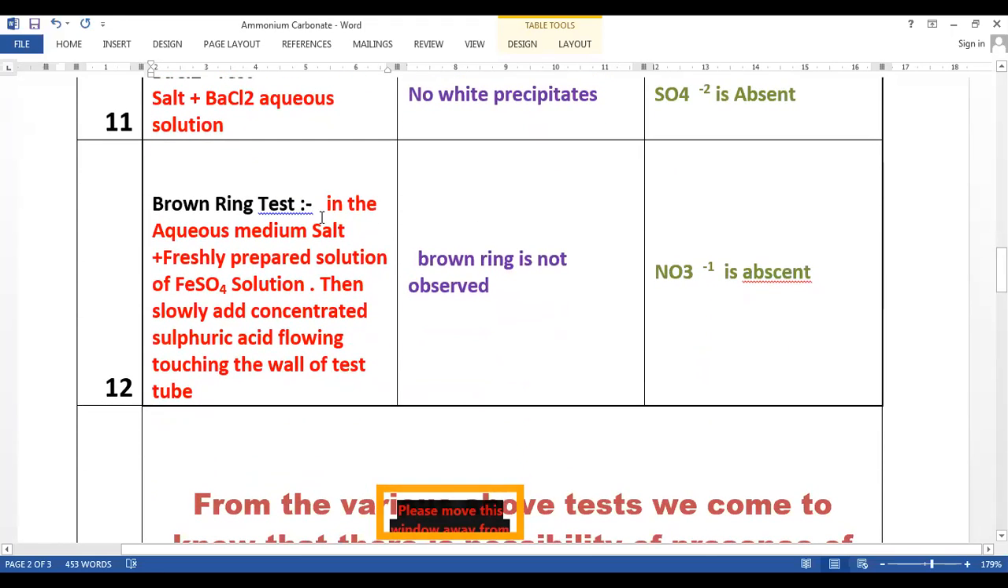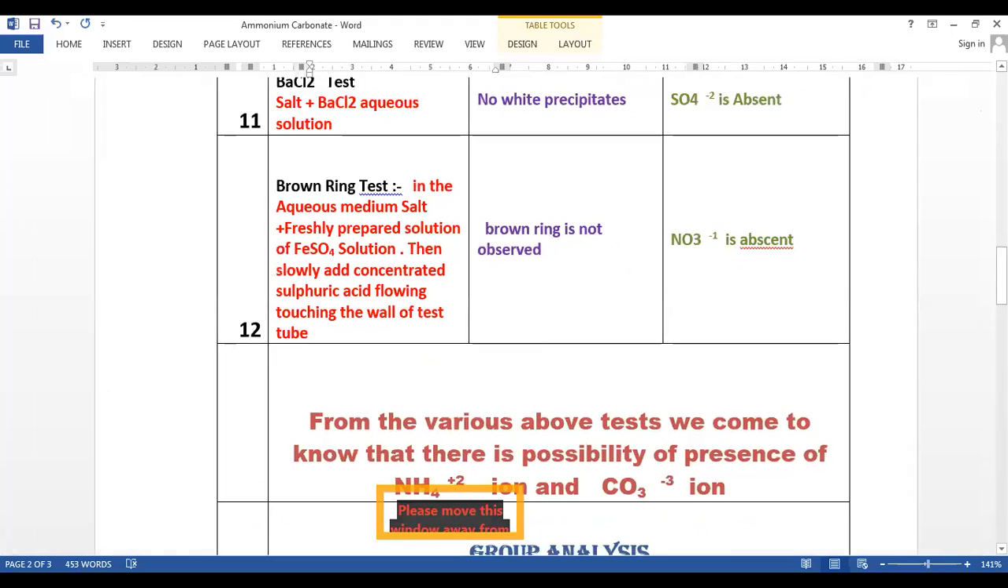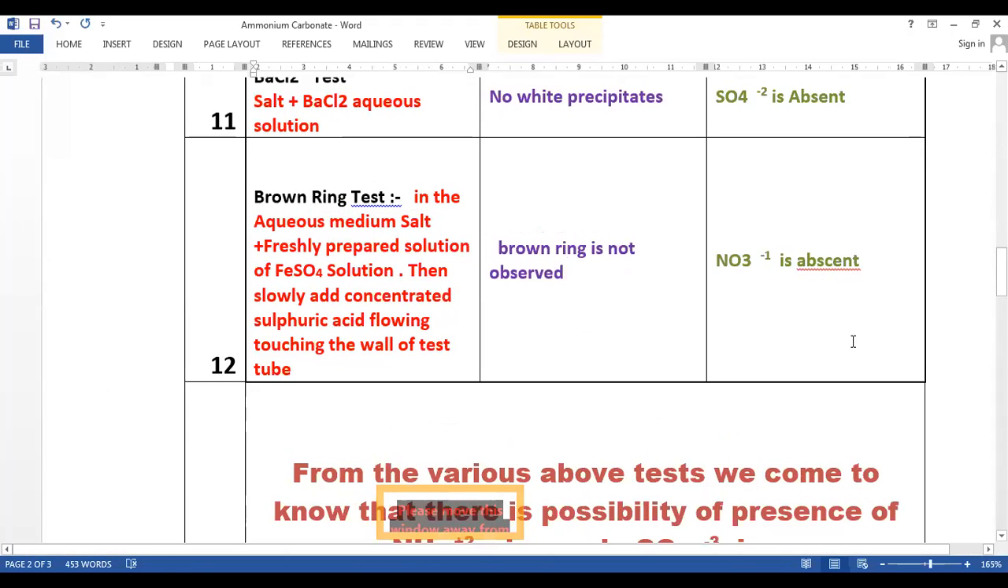We can perform the brown ring test for the same salt which is given to us. In the aqueous medium, we take salt and add the freshly prepared solution of FeSO4, and then slowly, by touching the wall of the test tube, we add the concentrated sulfuric acid flowing through the wall of the test tube. Ultimately, we do not get the brown ring at the juncture of both these liquids, and that is why we can say that NO3 minus is absent, my dear students.